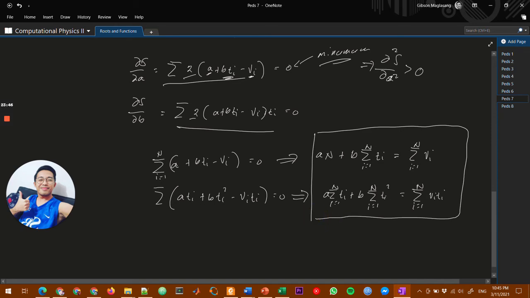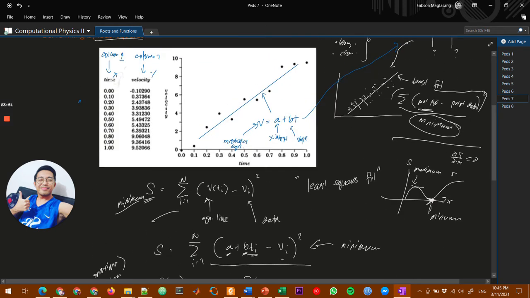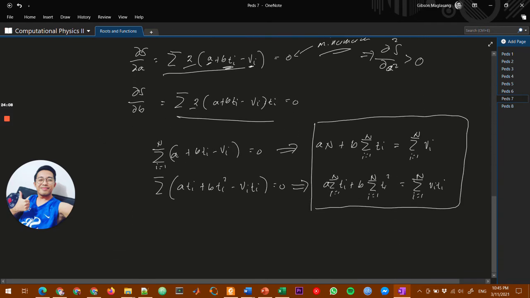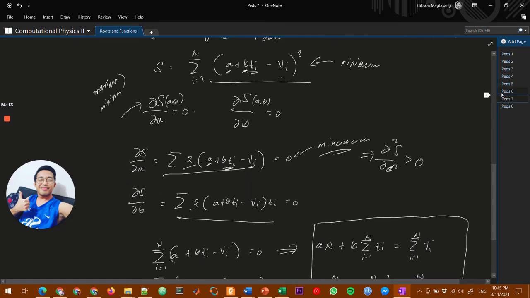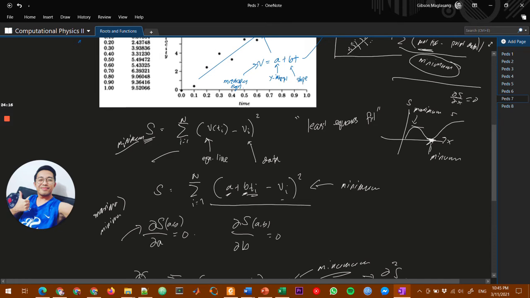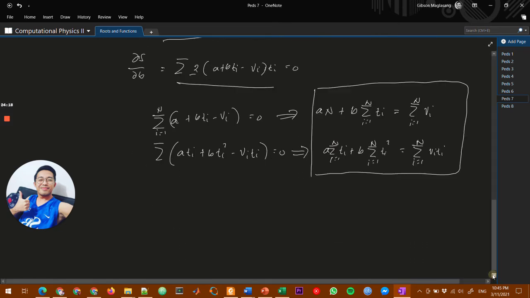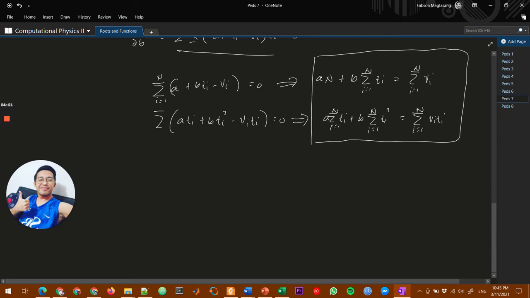So back to our goal. Our goal is to determine the line, right? The best fit. And in order for us to determine the line, we need to determine the constants a and b. Okay, this is the equation of the line, right? So we need to determine the constants a and b in such a way that the sum of squares is a minimum, least. Okay? That way we get the best fit.